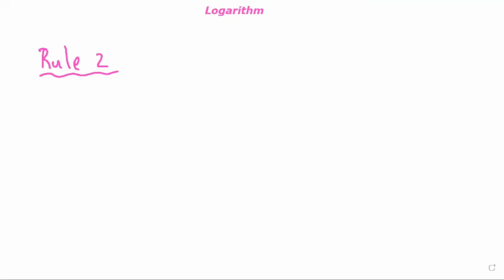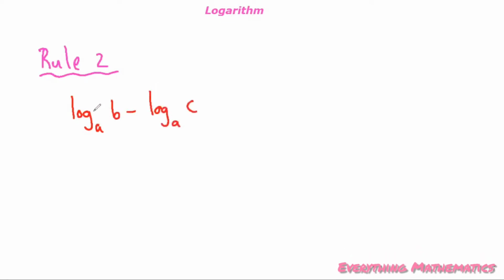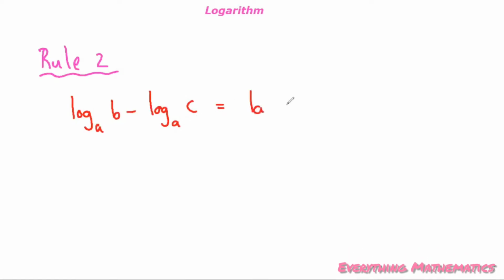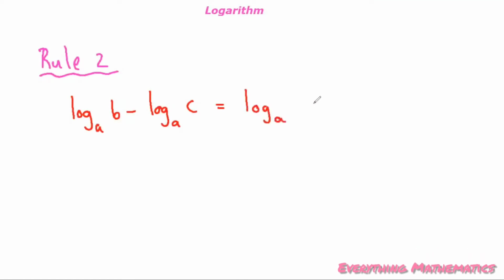Today, the rule is very similar. It's just that we're not adding. Instead, we are subtracting. So rule 2 says that if you have, for instance, log base A of B minus log base A of C, this would be the same as, since the bases are the same, which is A in this case, log A of B divided by C.